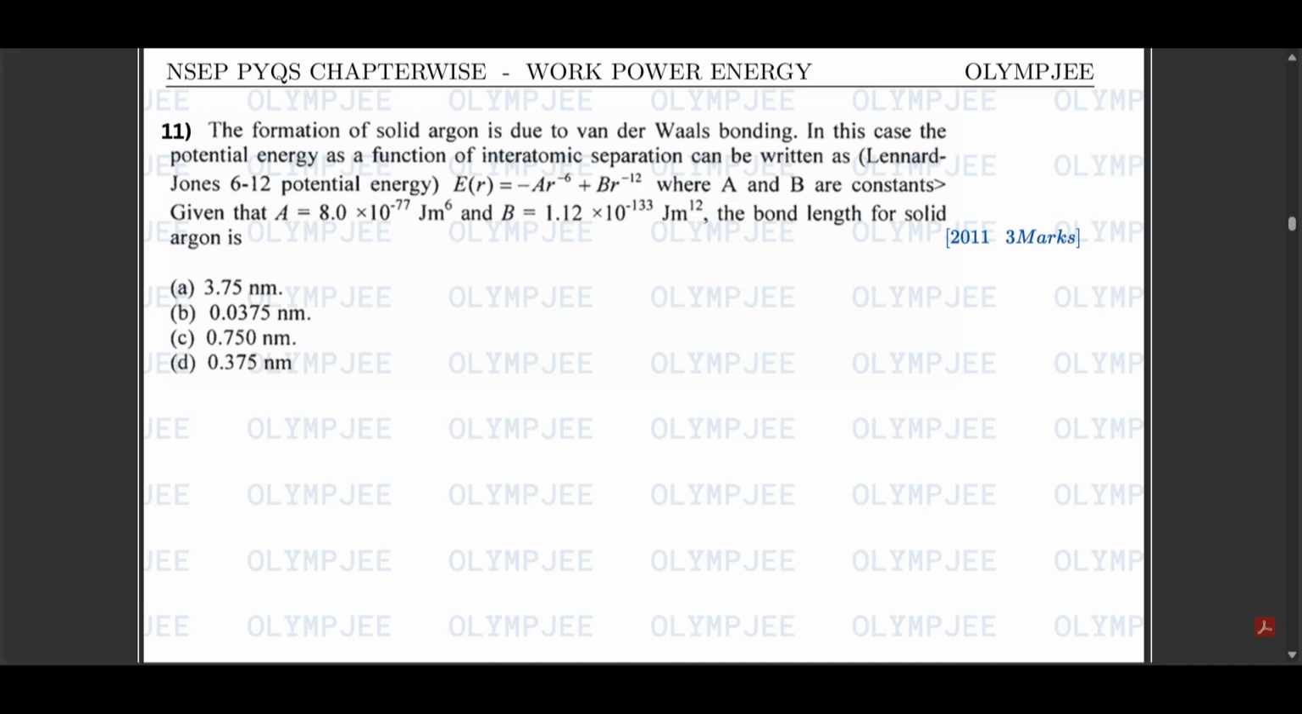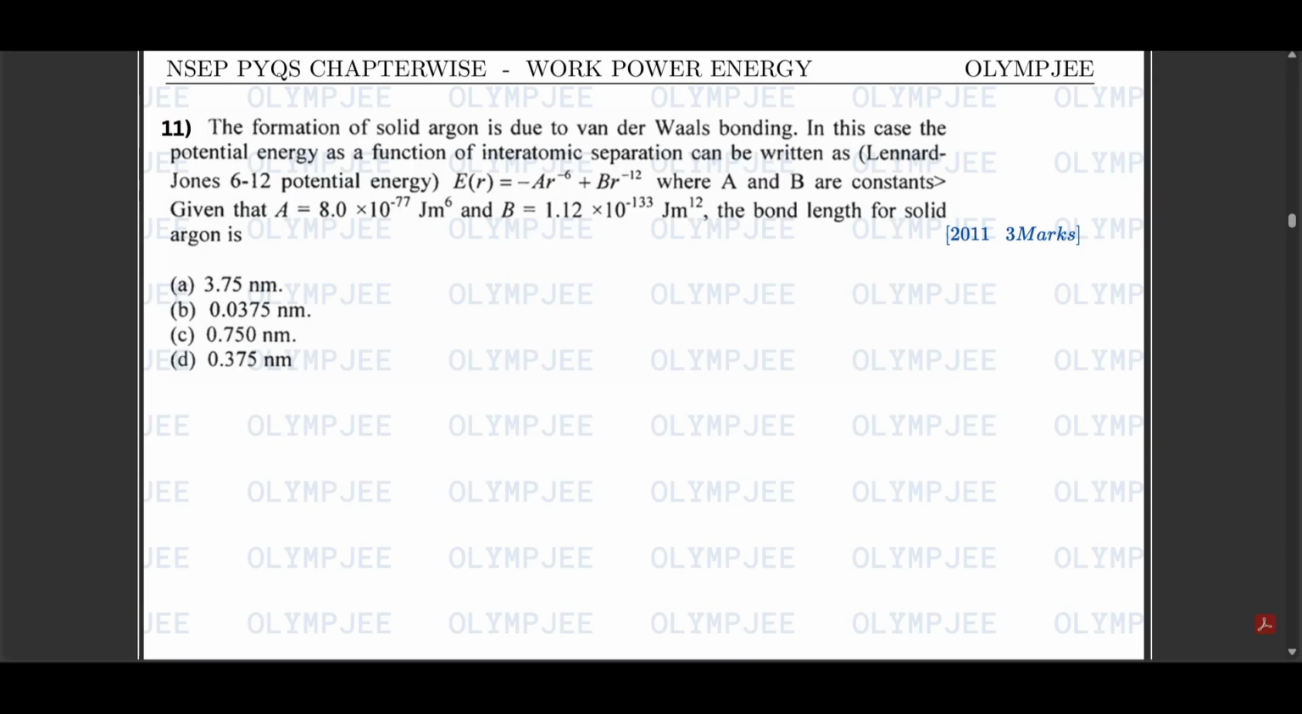Question 11 says the formation of solid argon is due to van der Waals bonding. In this case, the potential energy as a function of interatomic separation can be written as the Lennard-Jones 6-12 potential energy, which is given as E = -a r^-6 + b r^-12, where a and b are constants. Given that a is equal to 8 × 10^-77 and b is 1.12 × 10^-133, we need to find the bond length for solid argon.